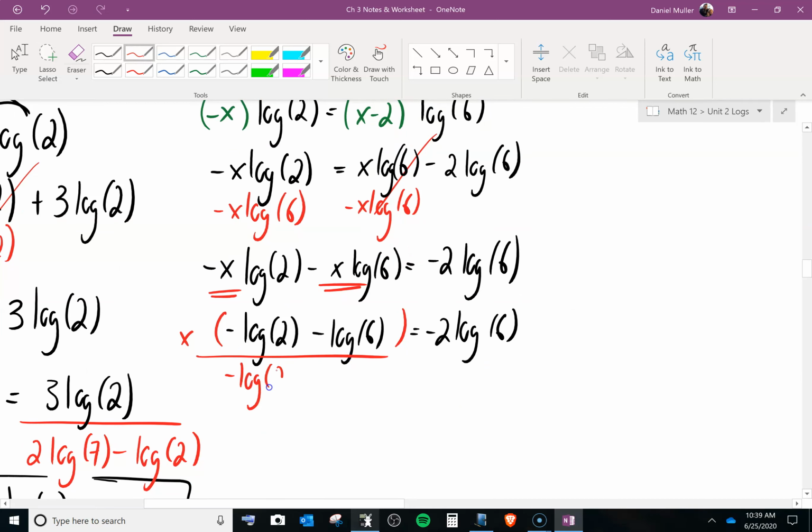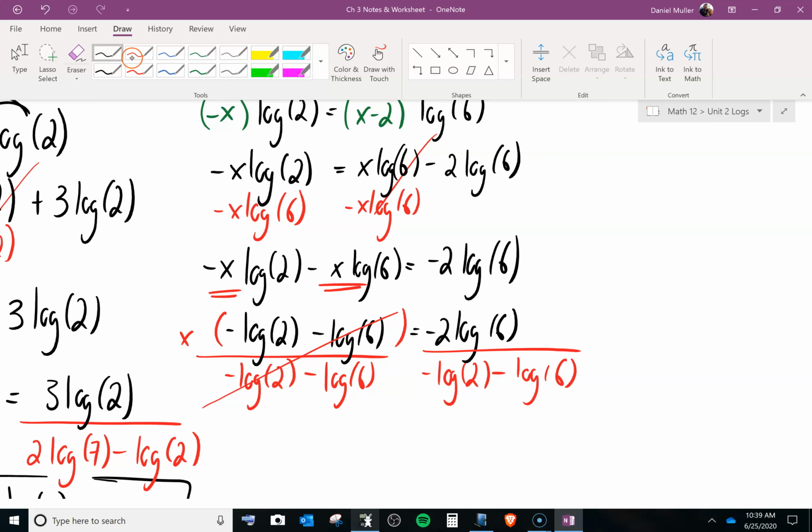I'll just divide it over. So I'll divide that whole thing over onto this side. Negative log 2 minus log of 6. And I could rewrite it, x equals all of this, but I'm just too lazy. So that is our answer.